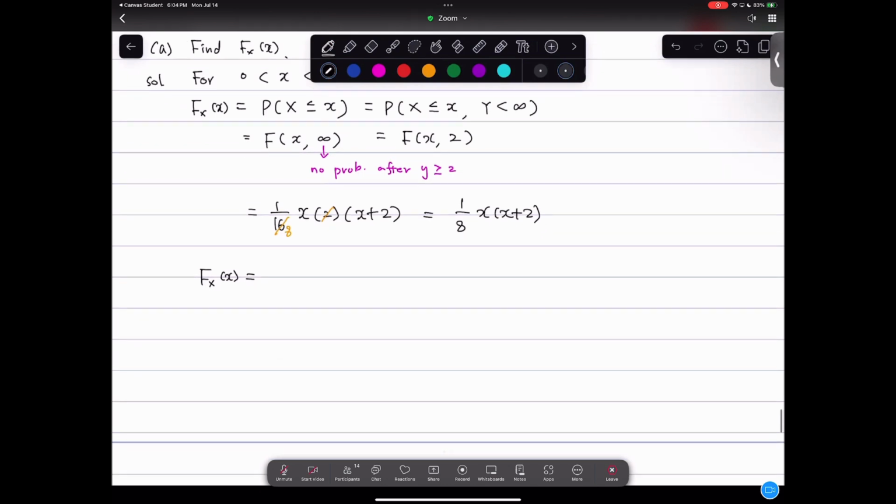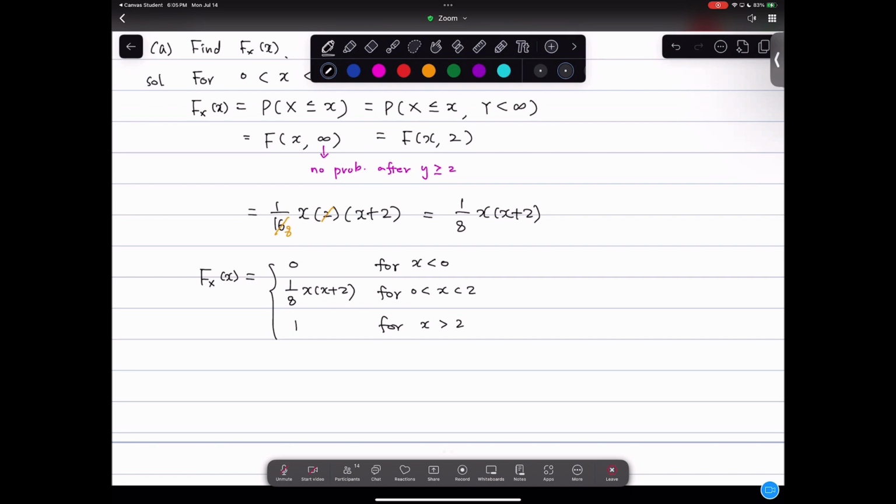For any other values, for example x below 0, we have 0. From 0 to 2, I know this function, this is 1 over 8, x times x plus 2. Then once you hit 2, we're done. So no more probability. So everything else becomes 1. So after 2, it's going to be 1 and 1 forever. So that's your marginal CDF.